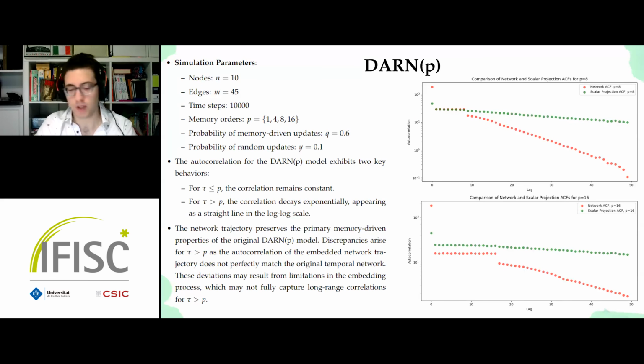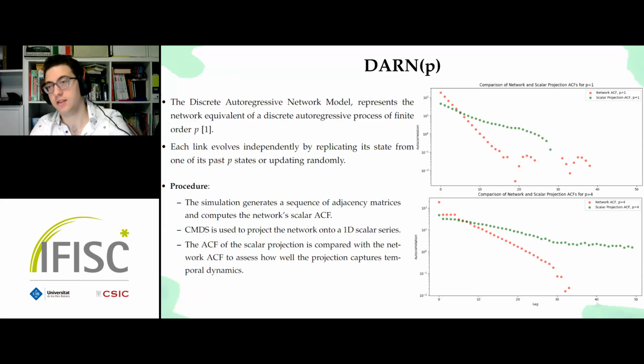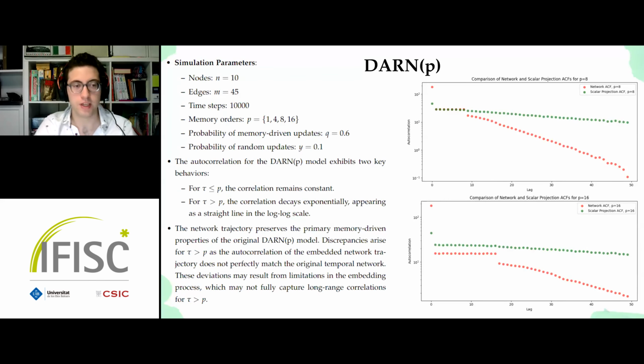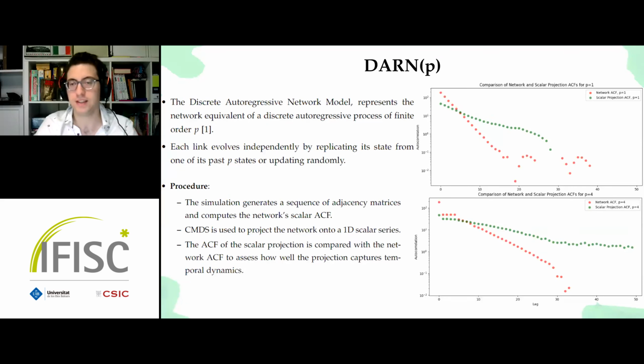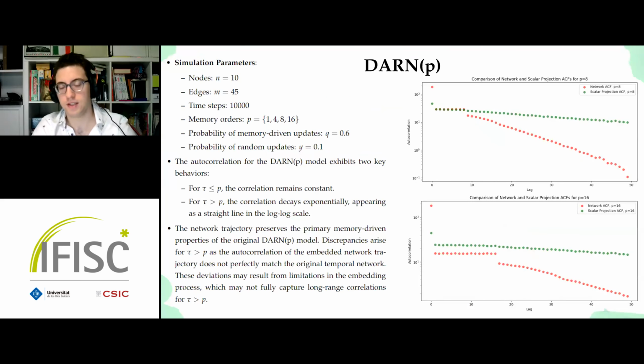This means something. As you can see, the first one with the scalar projection is not very good, but in all of them the scalar projection, the network trajectory, captures the constant correlation of the DARP, and somehow with a different slope, it has the same behavior as the DARP model.